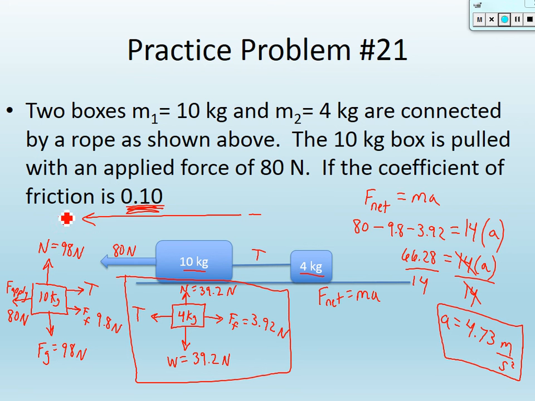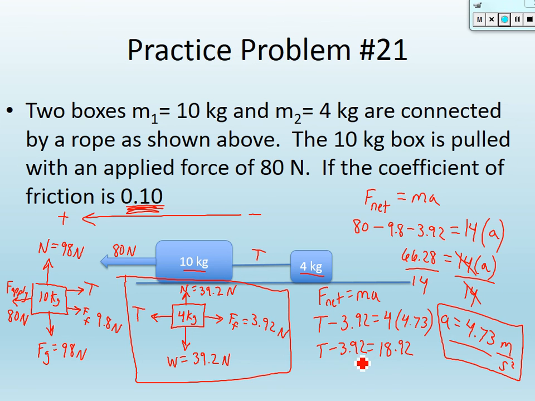Again, I called everything to the left positive, so I'm going to call this tension positive. So tension, now to get the net force we need to subtract off what's going the opposite direction, which was friction 3.92, is equal to the mass. Now I'm just taking this one individually, so it's 4 times the acceleration which we just solved for, 4.73. Okay, so there's one equation, one unknown. 4 times 4.73 is 18.92. So tension minus 3.92 is equal to that.